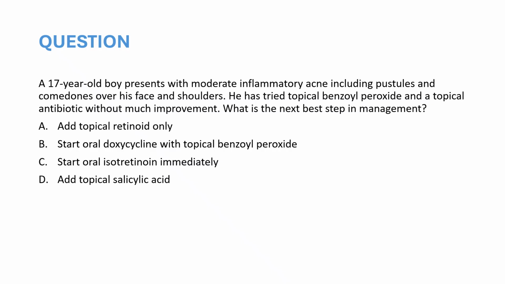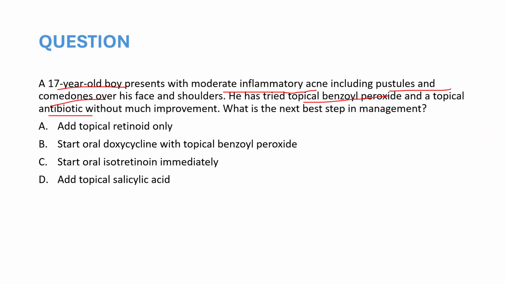Now, let's see another question regarding the treatment for acne. A 17-year-old boy presents with moderate inflammatory acne, including pustules and comedones. Pustules are in grade 3, right? And comedones are in grade 1. He tried topical benzoyl peroxide and a topical antibiotic without much improvement. So those are the first line. First line treatment is always topical. You can use benzoyl peroxide, you can use a topical antibiotic. If not improved, you have to go for the next best step in management.